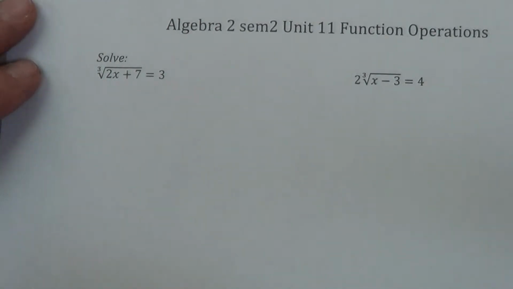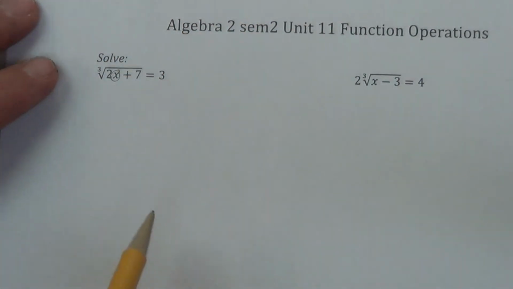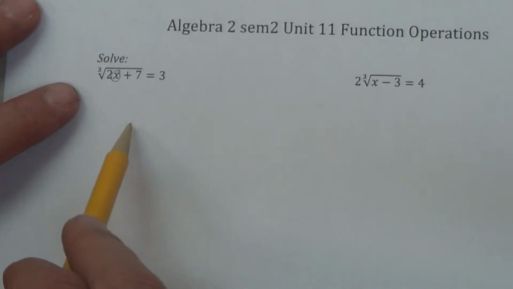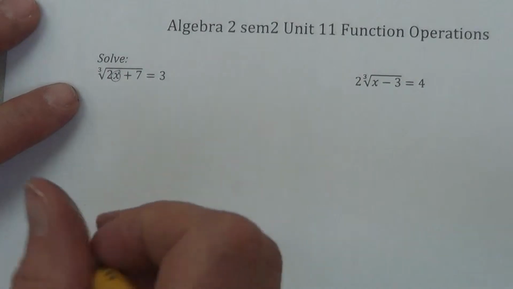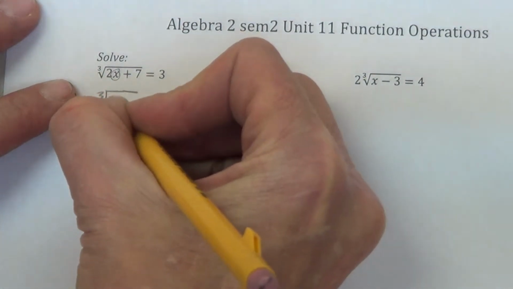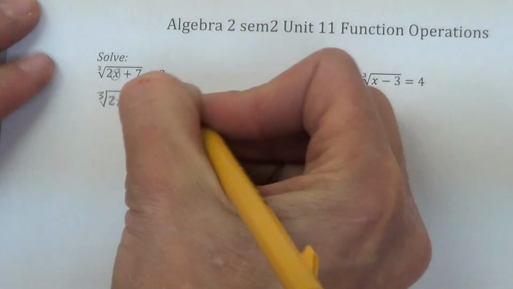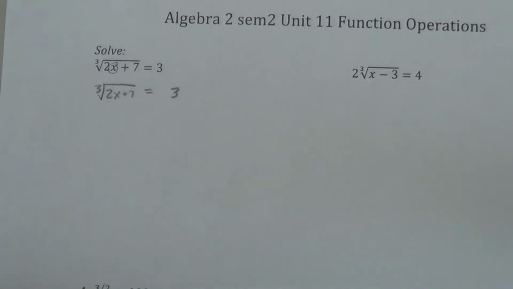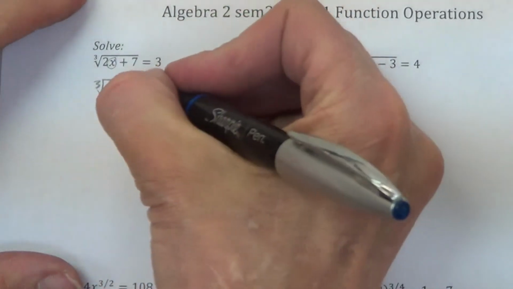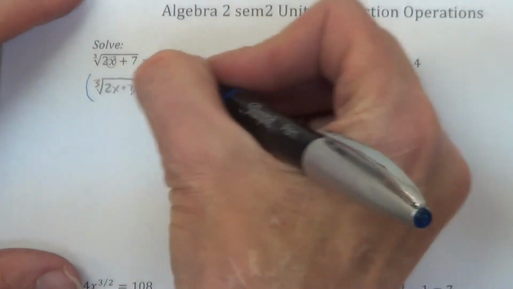First thing we want to do, we're going to want to get this x by himself. But as you can see, we've got a cube root over him. The only way to get rid of a cube root is to cube it. So when we rewrite this, cube root of 2x plus 7 equals 3. I'm going to use different colored pens so you can clearly see what we had and what we're doing to undo it. We're going to raise that to the third power to get rid of that cube.